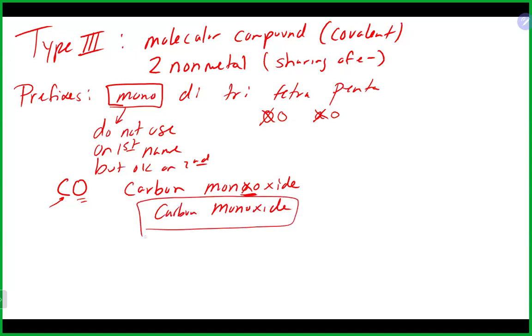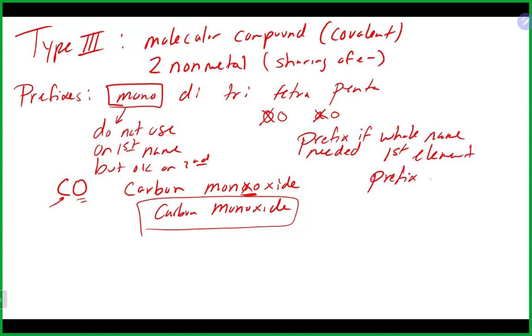So the way that we name type 3 is: prefix if needed, and the whole name of the first element, then the prefix for the second element, and the second element gets the normal nonmetal IDE ending. That is how we go through those.